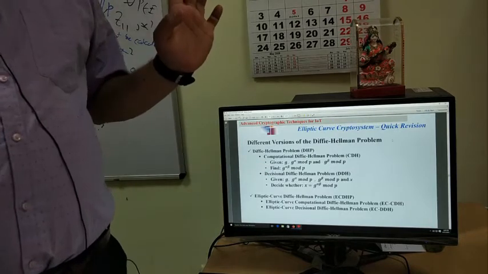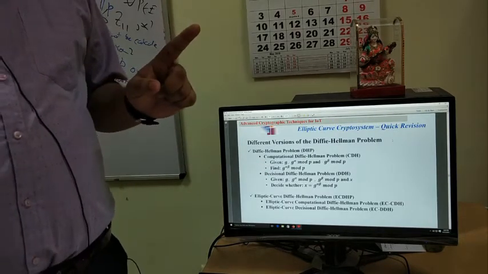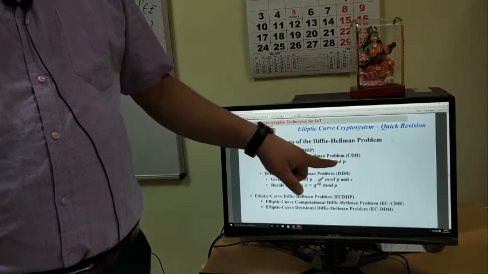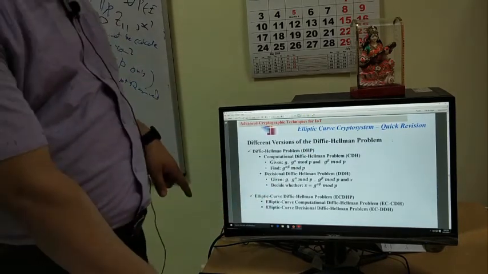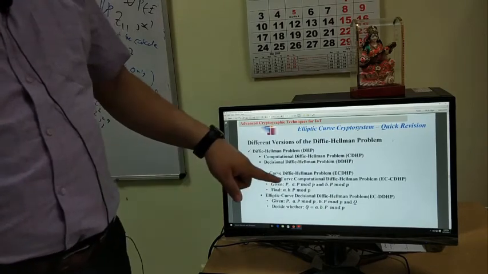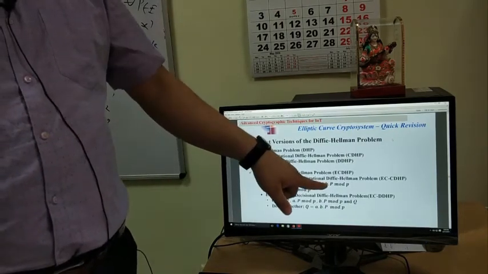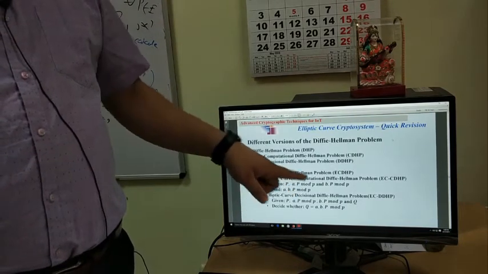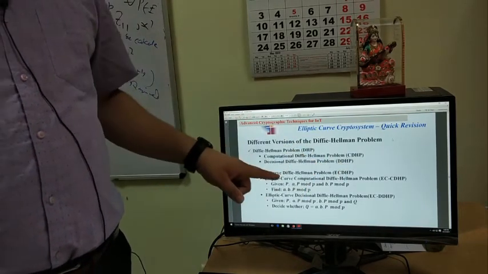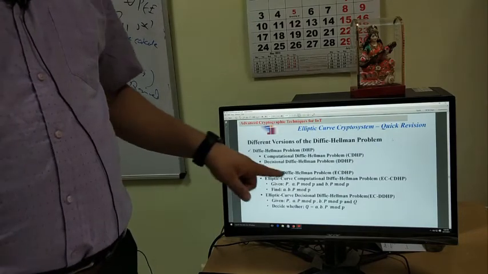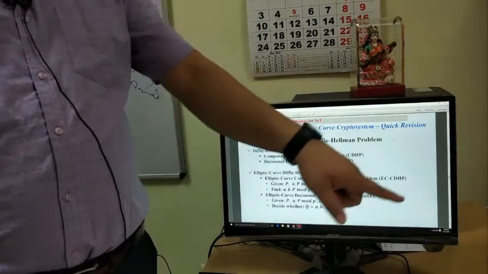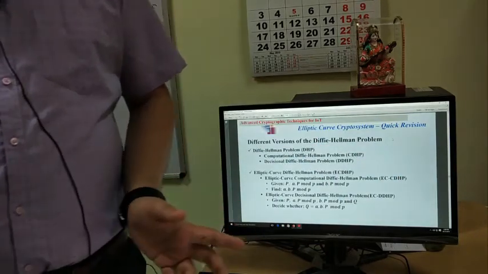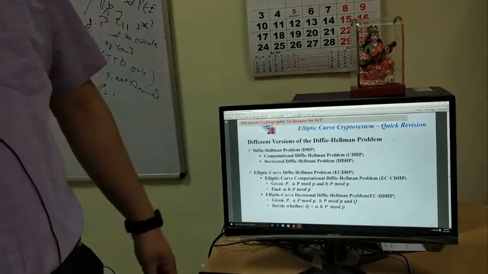There is a problem. It is a computational problem. This is known as the computational Diffie-Hellman problem. Similarly, in elliptic curve domain also you have one, the elliptic curve computational Diffie-Hellman problem. Given P, AP, BP, you have to calculate ABP. AP, BP दिया गया है. You have to calculate ABP. This is elliptic curve computational Diffie-Hellman, EC CDHP, computational Diffie-Hellman problem.